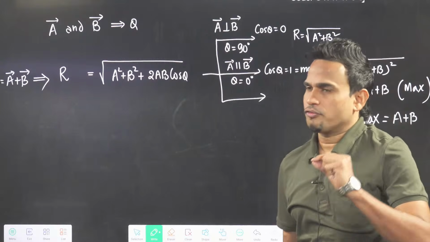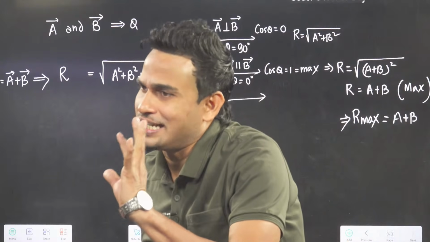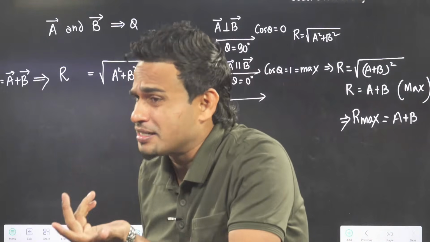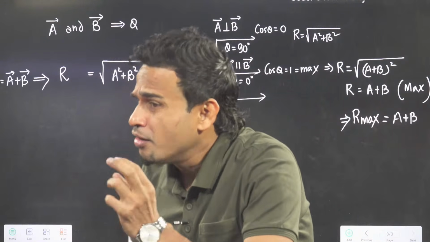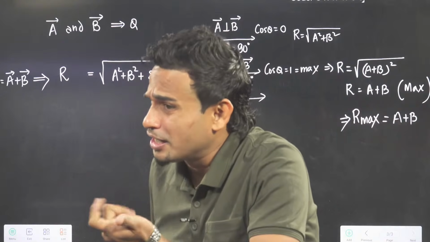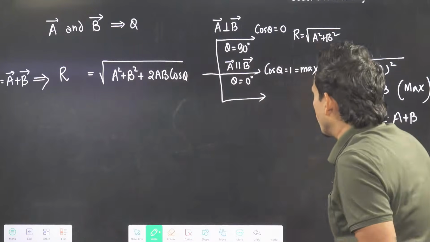Of course, the resultant depends on that theta. The resultant is depending on cos theta, so when cos theta will be maximum, resultant will be maximum. For what value of cos theta? Resultant will be maximum when theta will be 0, cos theta will be 1. So from there we got it.